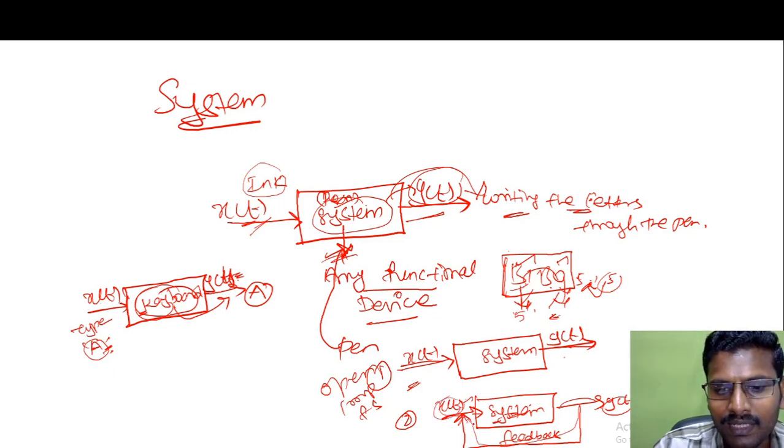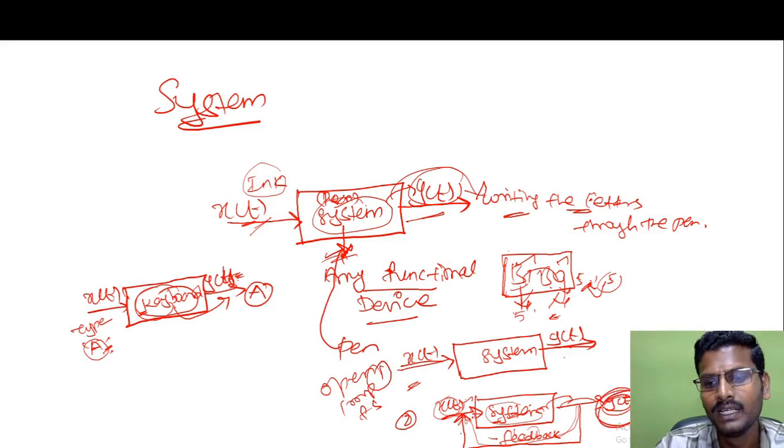So again, this x of t and this feedback will act as input to the new system, and it will produce a corresponding output which will be given to y of t, and again this kind of iteration will be repeated until we get the desired output, right? Until we get the desired output.